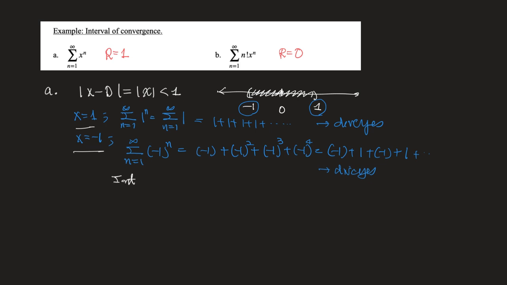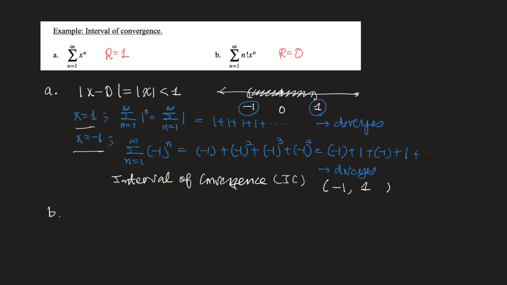So the interval of convergence, I'm going to write down the IC from now on, does not include the endpoints. Only inside this interval, so -1 and 1. That's how you find the interval of convergence.